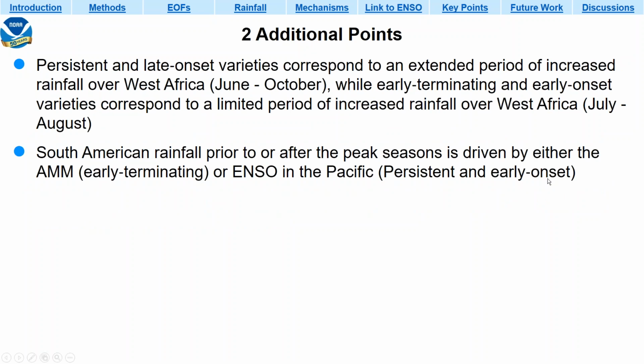And I want to add 2 more points. First one is that the persistent and late onset flavors correspond to an extended period of increased rainfall over West Africa from June to October. So we know that June to October is also the hurricane season. And early-terminating and early-onset flavors correspond to a very limited period of increased rainfall over West Africa, just for 2 months, July and August.